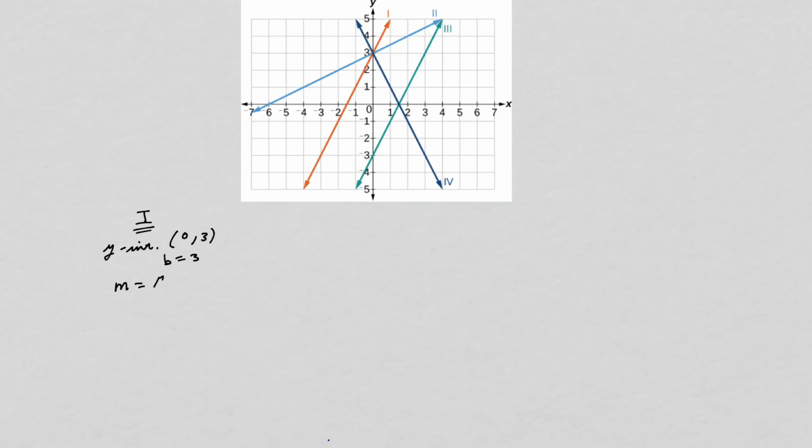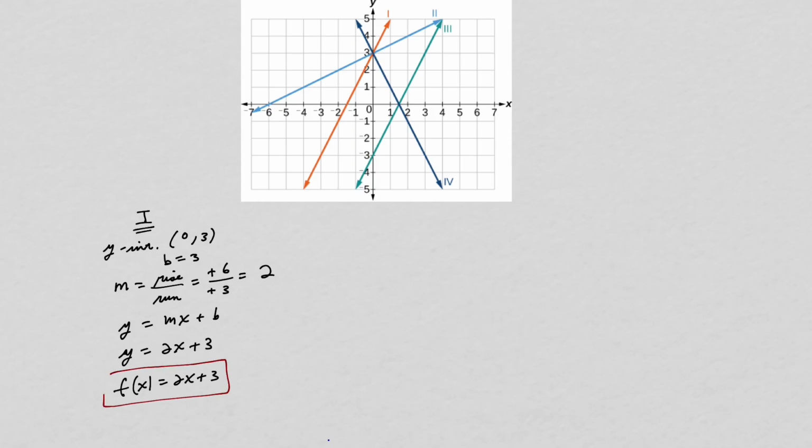to figure out the slope, I'm thinking about the rise over run. I'll use the fact that I had to move up 6 and then over 3 to get back on the line. So that means my slope must have been 2, right? So therefore, the equation is y equals mx plus b. In this case, it's y is equal to 2x plus 3. And if I want it in functional notation, I write it as f of x equals 2x plus 3. Okay, so that's for graph 1.